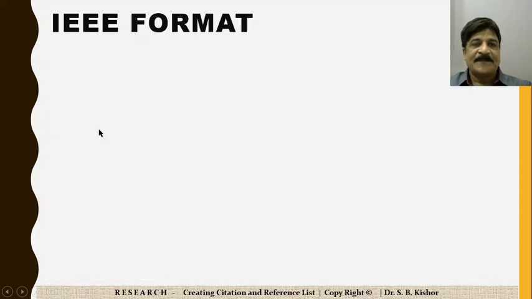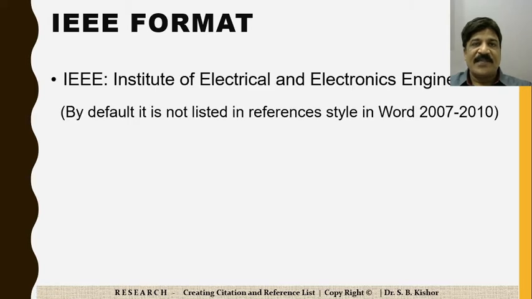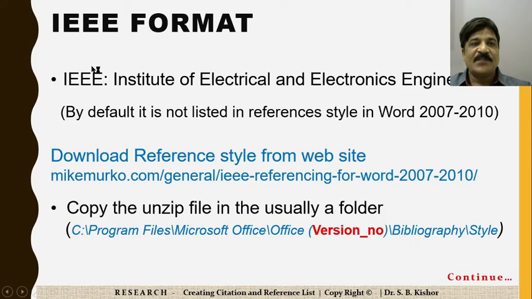Now, when we talk about the IEEE format, which is basically useful in science and technology, remember that by default it is not listed in the references styles if you are using MS Word 2007 or 2010. But if you are using 2013 and onward, you will find that the IEEE format is available. In the absence of the IEEE format, meaning if you are using MS Word 2007 or 2010, what you can do is download the style from this particular website.